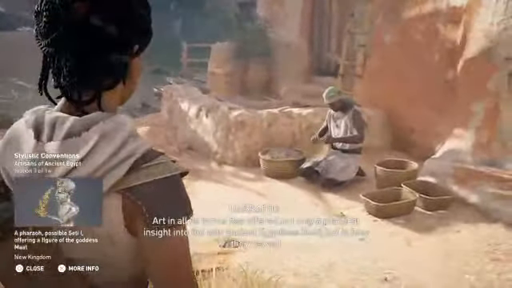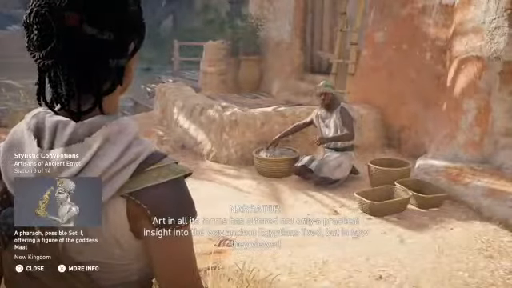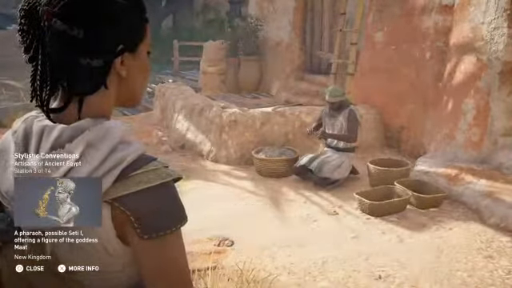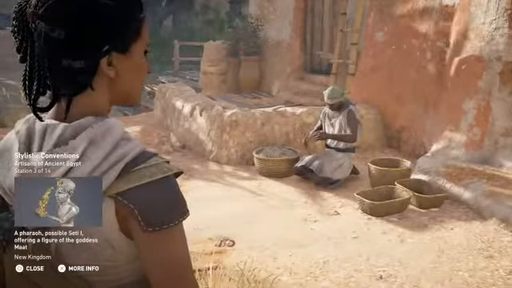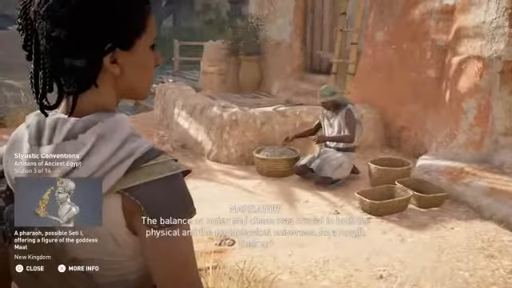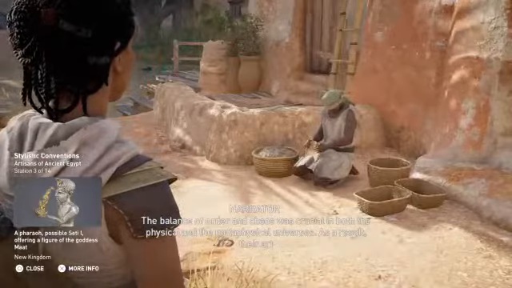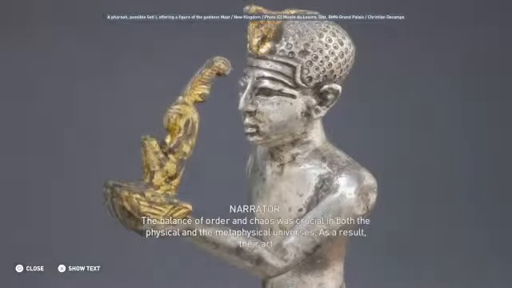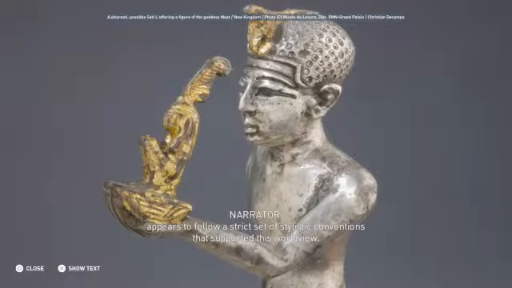Art, in all its forms, has offered not only a practical insight into the way ancient Egyptians lived, but also into how they viewed the world and their place in it. The balance of order and chaos was crucial in both the physical and the metaphysical universes. As a result, their art appears to follow a strict set of stylistic conventions that supported this worldview.